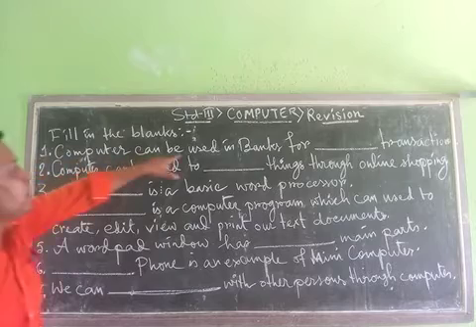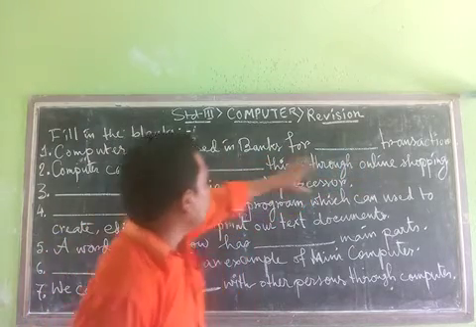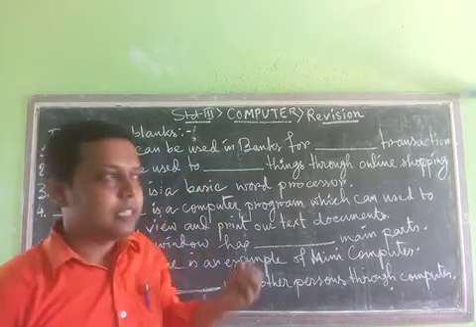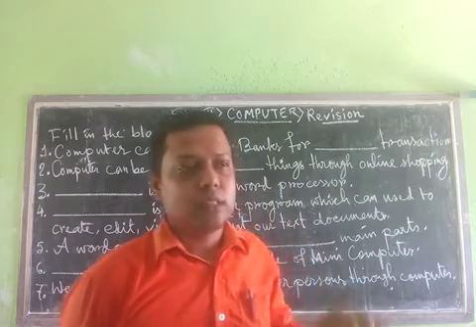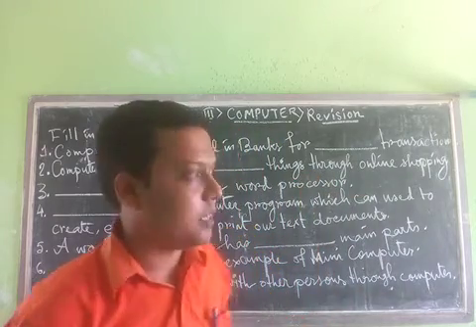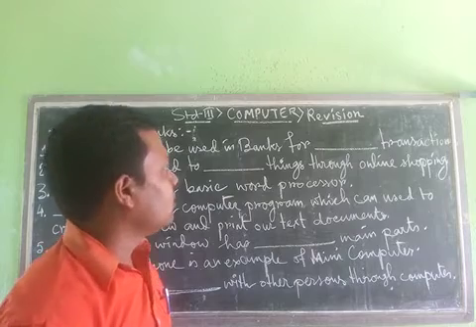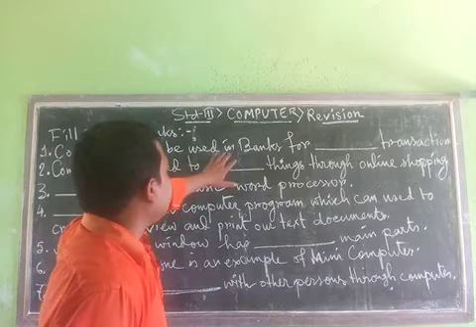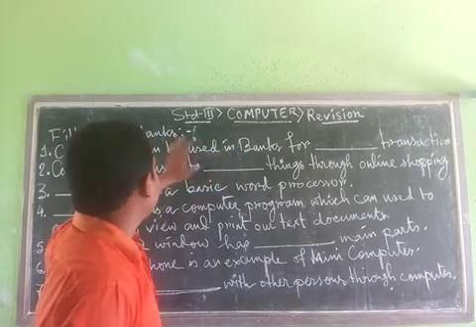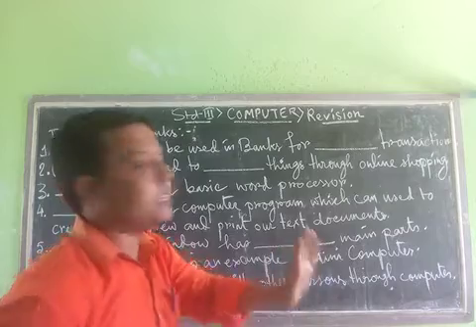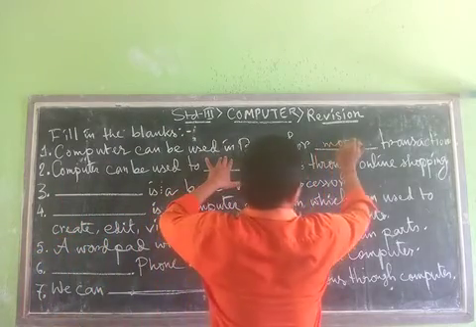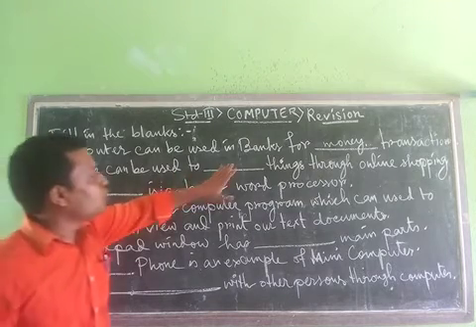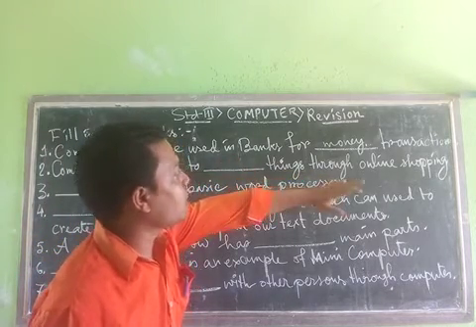Number 1, computer can be used in bank for dash transaction. Okay, bank is a place where we take money or store money or save money. So it is a transaction, give and take. So computer can be used in bank for money transaction. Number 2, computer can be used to dash things through online shopping.